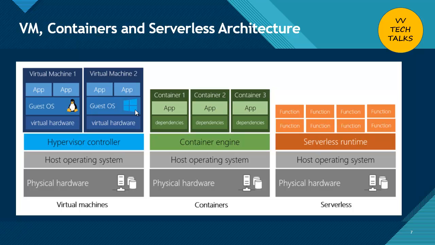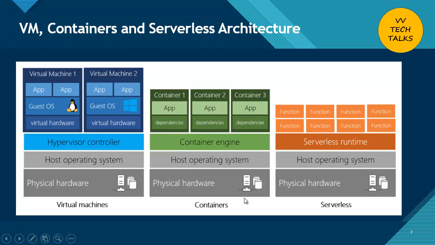Now let me show you the diagram contrasting virtual machines, containers and the serverless architecture. If we take a look at the leftmost section, we have our physical hardware or physical machine. On top of that we have the host operating system. On top of that we have the hypervisor controller, sorry. And on top of that we can create several virtual machines. This is virtual machine 1, virtual machine 2, and each virtual machine has its own virtual hardware. On top of that virtual hardware we need to install an operating system, and on top of that operating system our apps can be installed and run. This is the diagram for virtual machines.